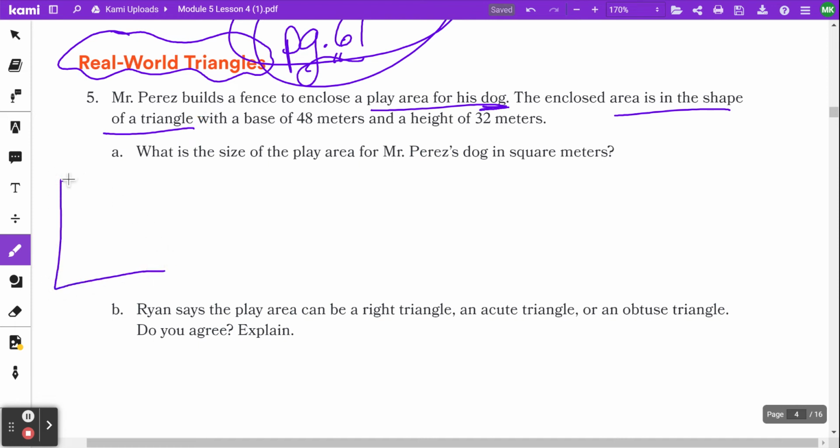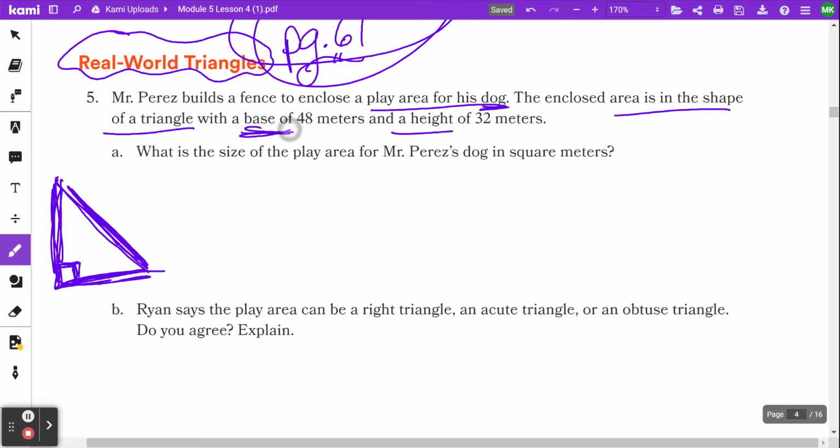So let's build a triangle here. Let's just draw one out. Triangle, sure. Little play area, we'll make it good and thick so the dog can't escape. How about a right triangle? Why not? Okay, so let's see the base and the height. We have 48 meters and 32 meters.